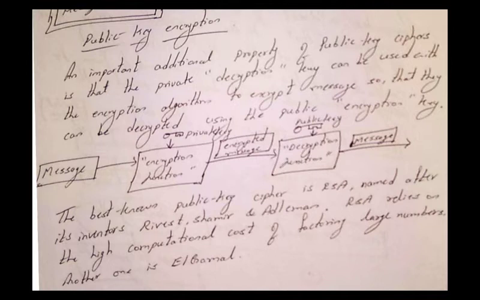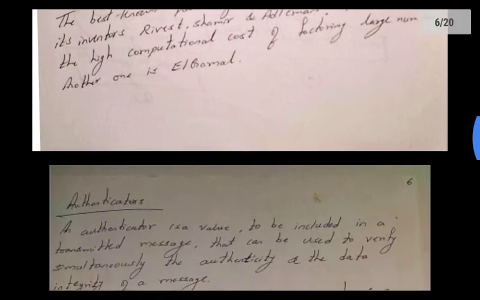The best known public key cipher is the RSA algorithm. Is it clear? It is named after its inventors, Rivest, Shamir and Adleman. RSA relies on the high computational cost of factoring a large number. There is another algorithm also, that is ElGamal. So this is all about public key encryption.